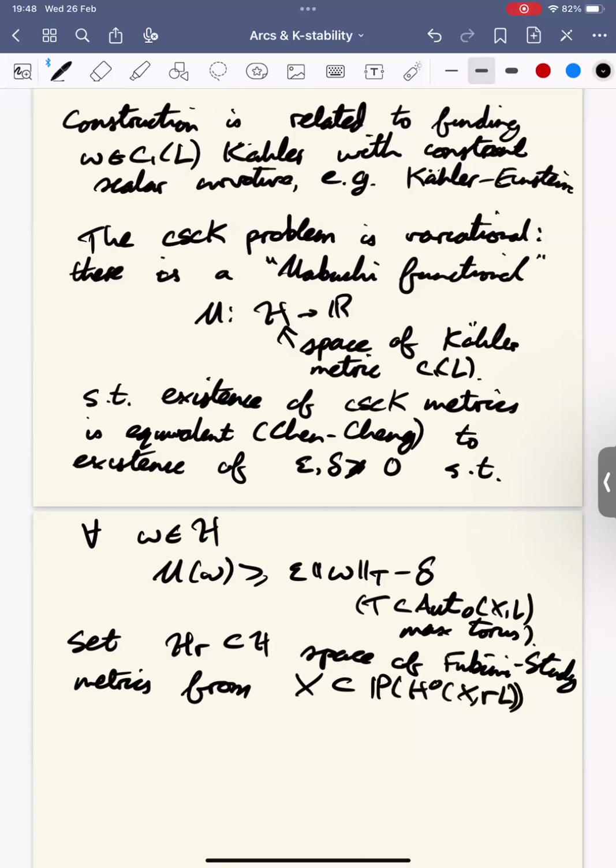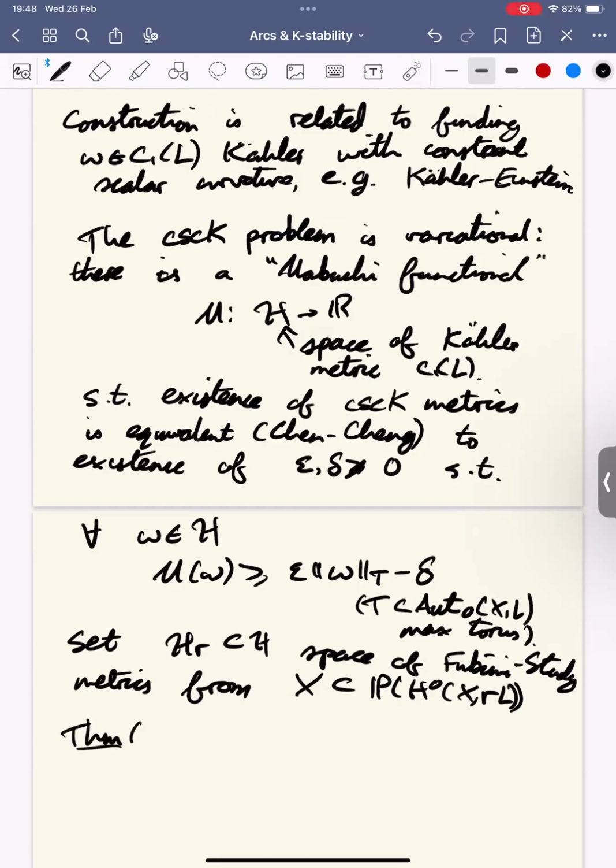Yeah, so I should say, if you're rusty on your Kähler geometry, you get a choice of Fubini-Study metric once you choose a basis of the underlying vector space. You need to choose homogeneous coordinates to get a Fubini-Study metric. Different choices of homogeneous coordinates will give you different metrics on projective space and hence on X. So actually the space H_R is a finite dimensional space of Kähler metrics.